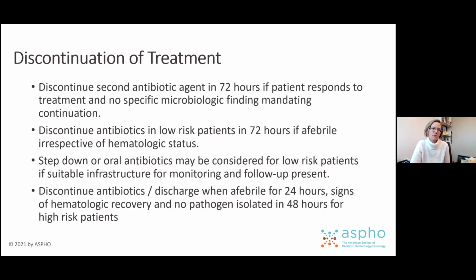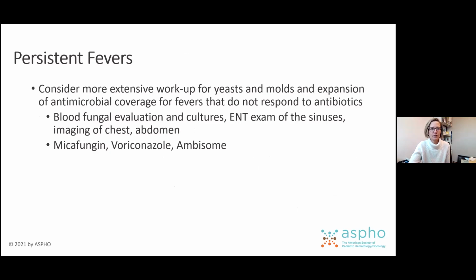But in general, the take-home message for discontinuation of treatment in the setting of febrile neutropenia is that patients should be afebrile for 24 to 48 hours. They should have signs of hematologic recovery, which we usually use ANC recovery to define this, or a rising ANC over a number of days, and then no pathogen isolated from their blood cultures or whatever cultures were done for 48 hours in those patients who are high risk.